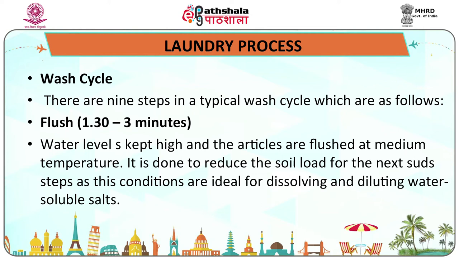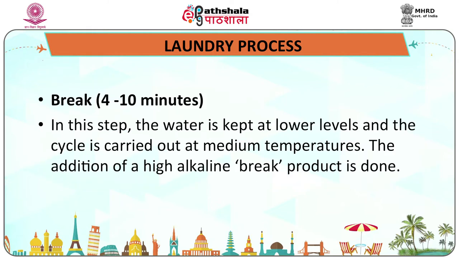There are 9 steps in a typical wash cycle, which are as follows. The first is flush. This step is of 1:30 to 3 minutes. Water level is kept high and the articles are flushed at medium temperature. It is done to reduce the soil load for the next suds steps, as these conditions are ideal for dissolving and diluting water soluble salts. Break. This step is of 4 to 10 minutes. In this step, the water is kept at lower levels and the cycle is carried out at medium temperature.